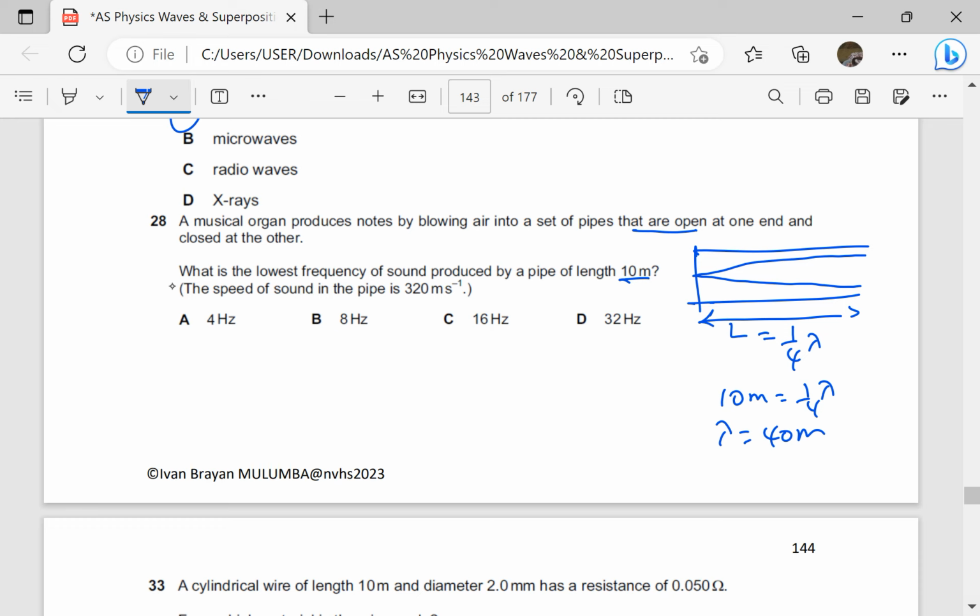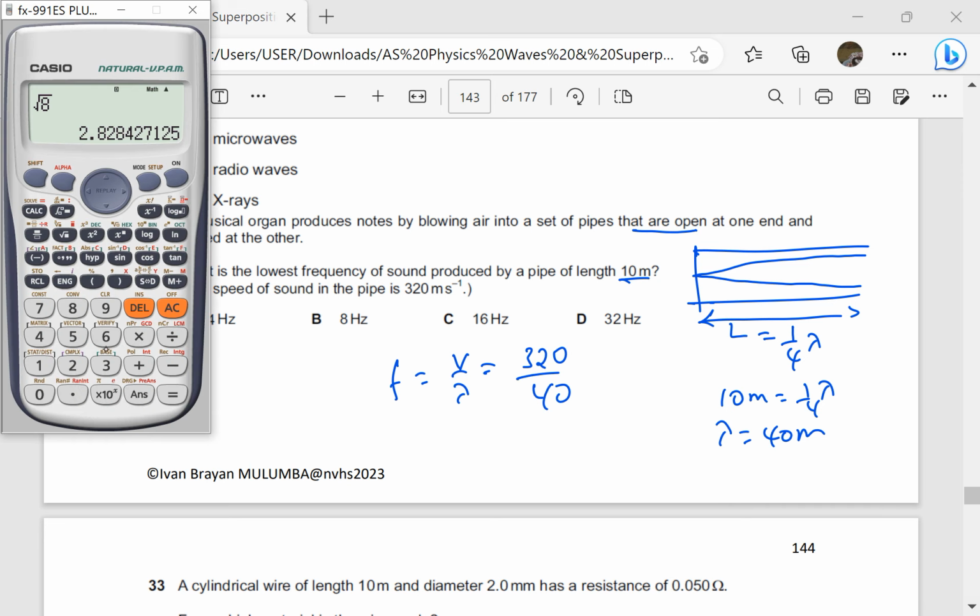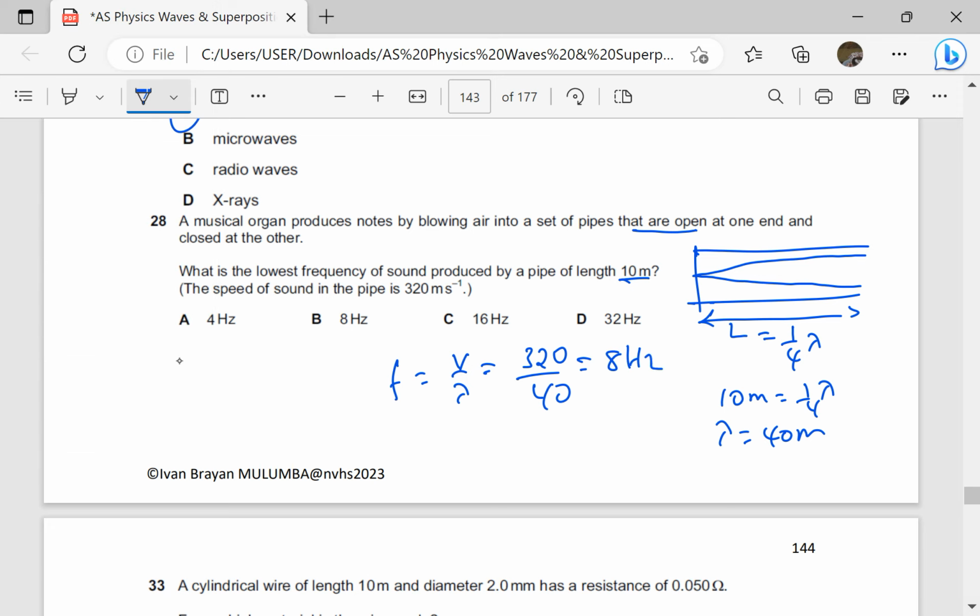So we can find the frequency. Frequency is equal to V over lambda, which will be 320 divided by lambda, which is 40. So 320 divided by 40 gives us 8. So the frequency is going to be 8 hertz. So the answer is going to be B.